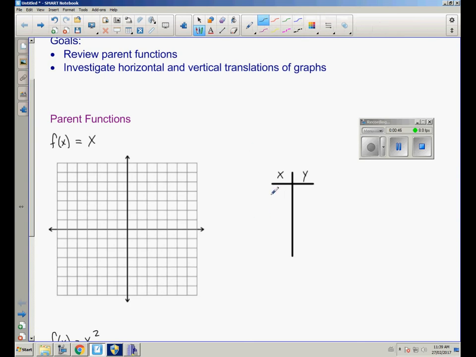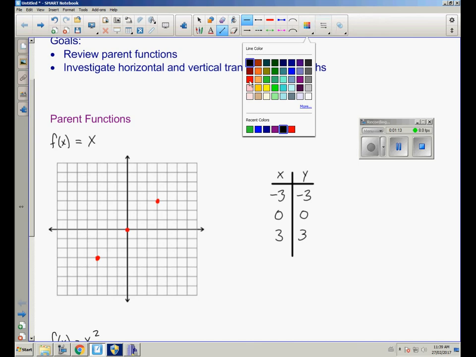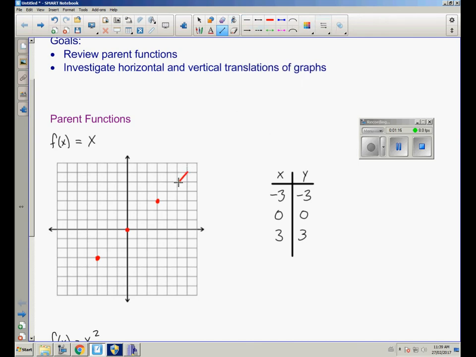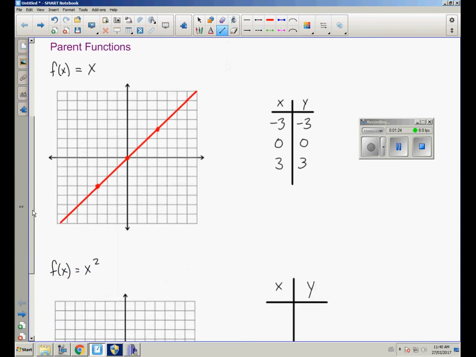I'll choose, so let's say, -3. That means y will be -3. So y equals x in this case. 0, y is equal to 0, and 3, y is equal to 3. So we'll go ahead, we'll graph those points, and we'll connect the lines. So 0, 0, 3, 3, -3, -3. There's 3 points on our graph. We've got enough information there where we can connect them with a straight line, and we've got a line that goes through all of those points and continues in either direction. So this line will actually go up and over. So there's the parent function of our linear function.